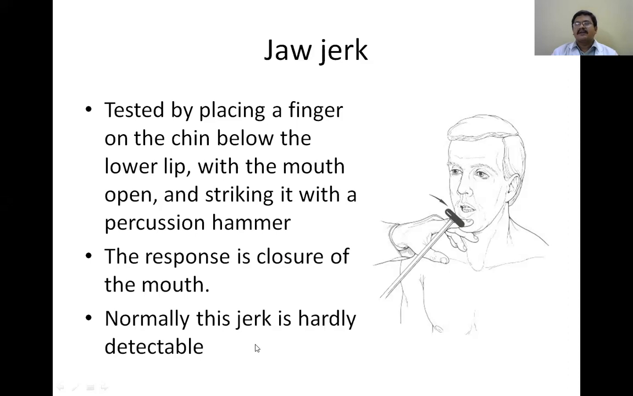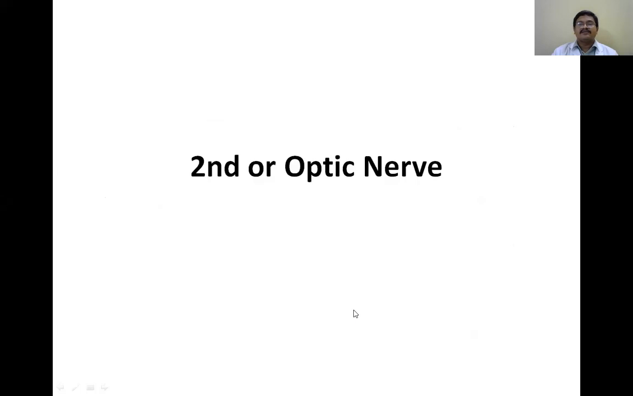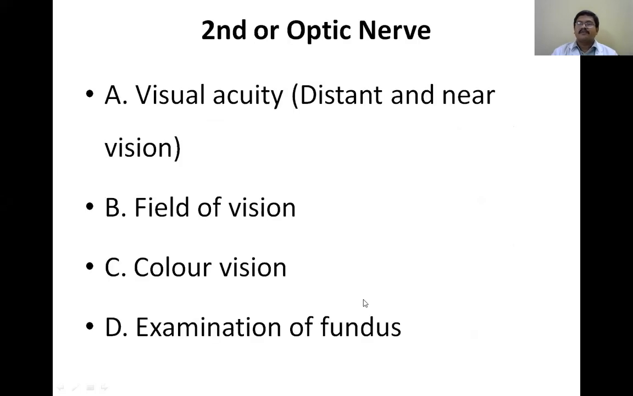Normally it is very hard to detect, but in an upper motor neuron lesion it will be exaggerated. Both the afferent and efferent pathways are through the fifth cranial nerve, and the center is in the pons. We have already discussed these things, and there are some other tests.